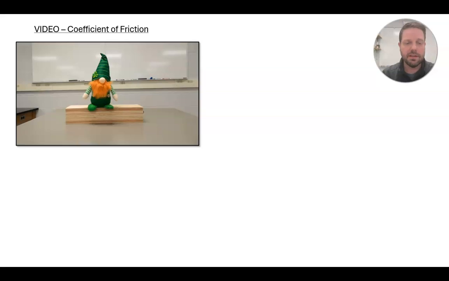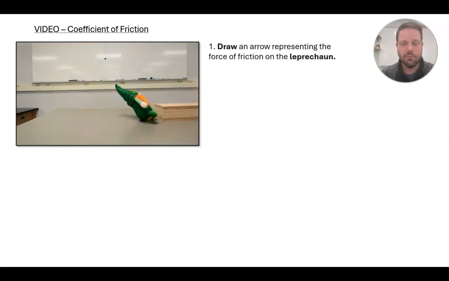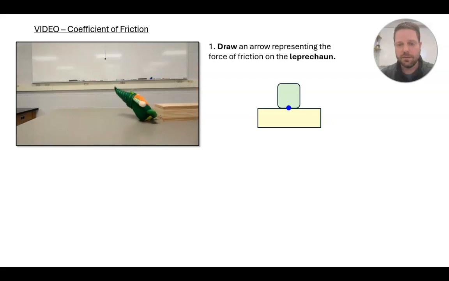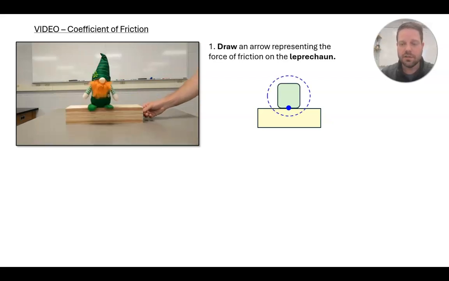So I have a leprechaun sitting on a wood block. And the idea is, as I pull this block, you see that the leprechaun falls off the back. So we're going to assume that he's sliding off the back end of the wood block. What we're going to try to do is draw an arrow representing the force of friction acting on the leprechaun as it slides. So I'm going to focus in on the two objects we have here, the leprechaun and the wood block. Let's focus on just the leprechaun.